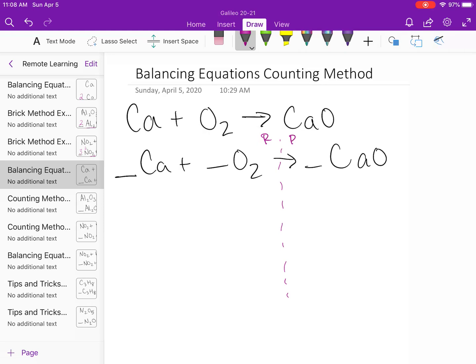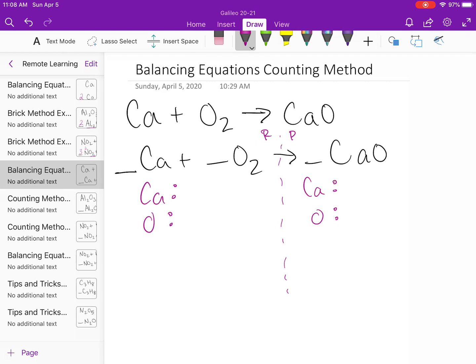So on each side, I'm going to list out the elements that exist, and they should be the same. Otherwise, I'm not going to be able to balance the equation. So I have a Ca and an O on the left side, and luckily I also have a Ca and an O on the right side. So now I'm going to count how many I actually have of each element. I have one Ca on the left, and I have two Os. I have one Ca on the right, and I have one O. So you can see the calciums are already balanced, but the Os are not.